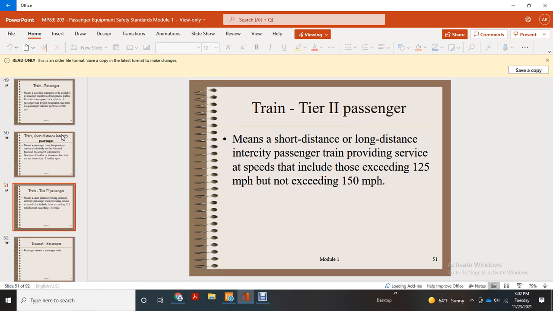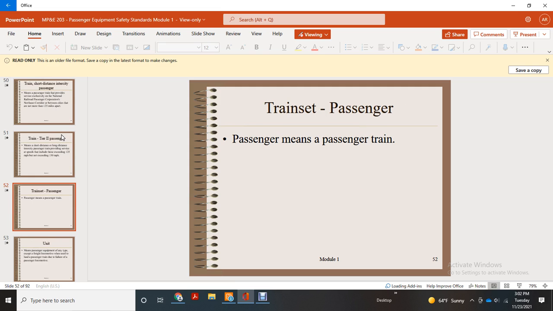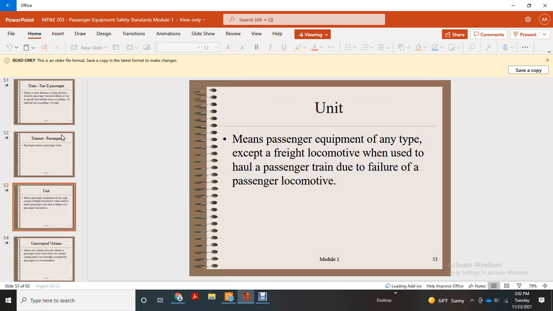Train, Tier 2 passenger means a short-distance or long-distance intercity passenger train that provides service at speeds exceeding 125 miles an hour but not exceeding 150 miles an hour. Train set, passenger, means a passenger train. Unit means the passenger equipment of any type except the freight locomotive when used to haul a passenger train due to failure of the passenger locomotive.